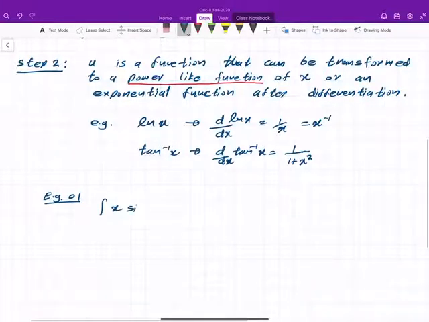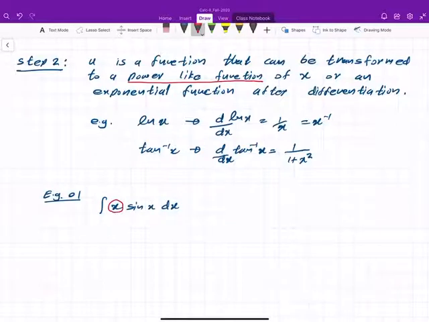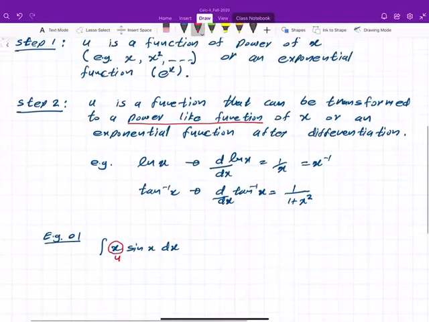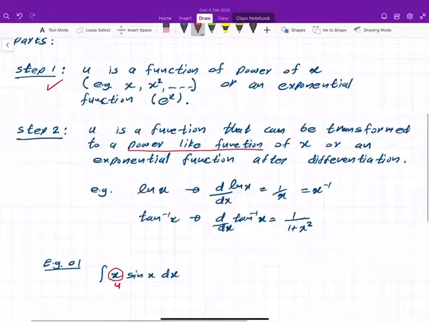Integration of x sine x dx. Here you can take u as x. It is just step number 1. It satisfies step number 1: use a function of power of x. You don't need to come to step number 2. Why? Because step number 1 is already satisfied.